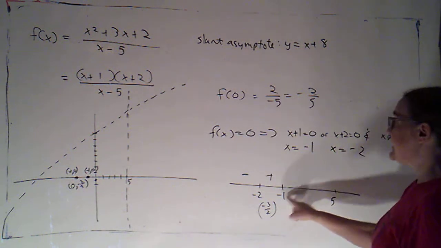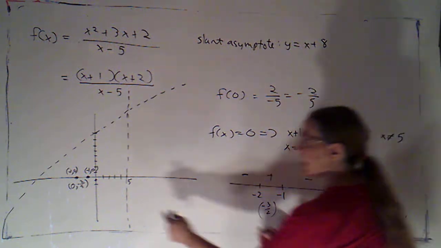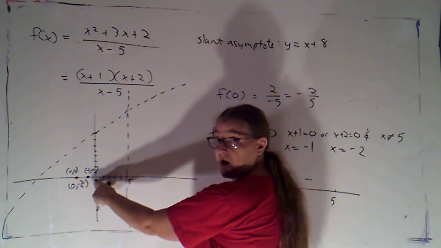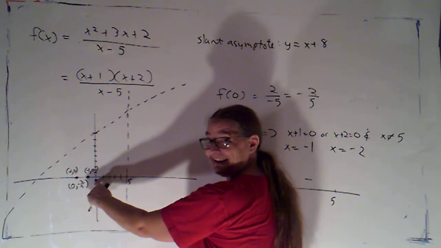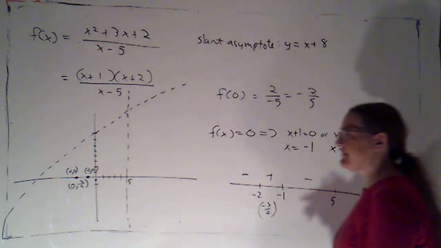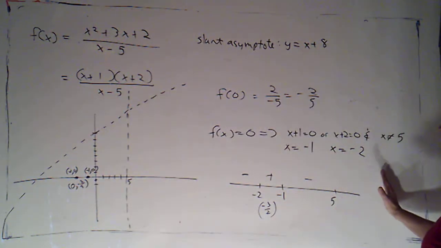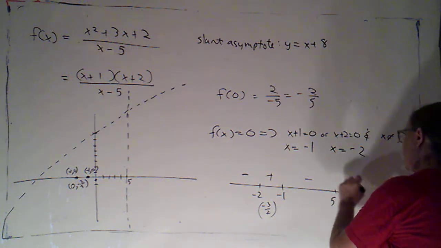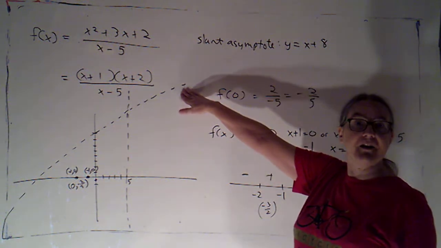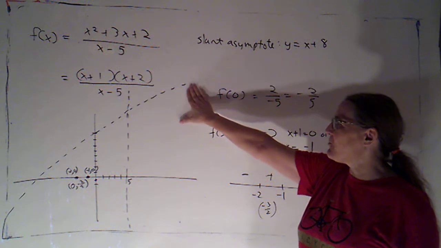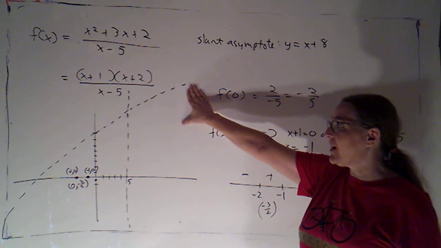Between -1 and 5, I can see that we're negative because our y-intercept is in that interval, and we had a negative y value for that. To the right of 5, I can tell we've got to be positive because we've got to end up close to this line, and the y values over here are positive.